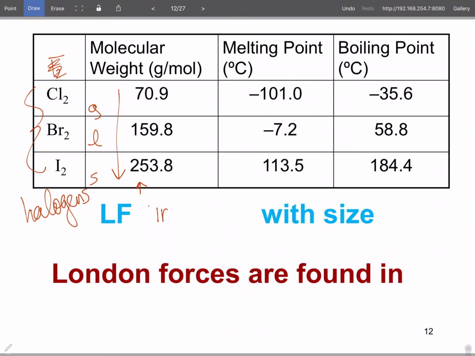So as you increase in size, you get more intermolecular forces, and your melting point and your boiling point go up. So you can see this within a family.